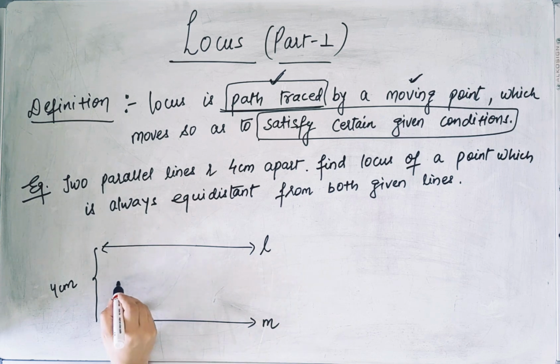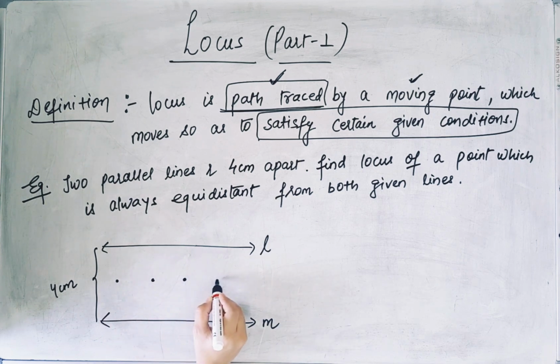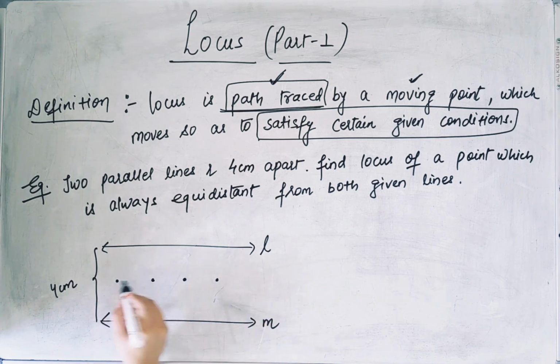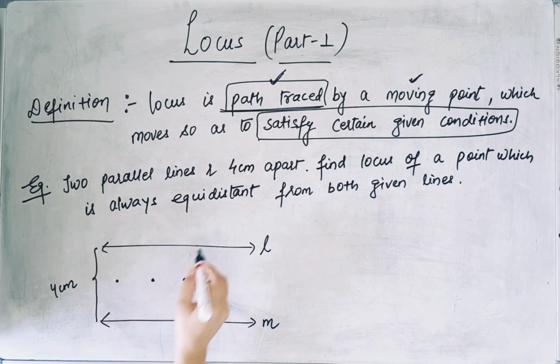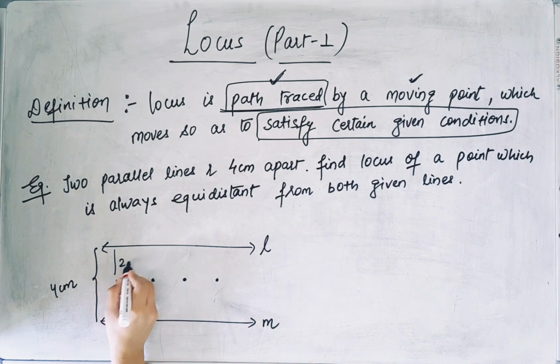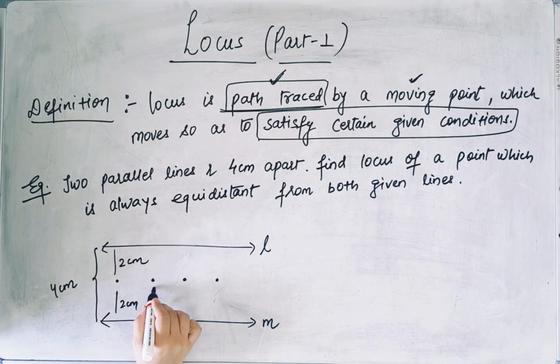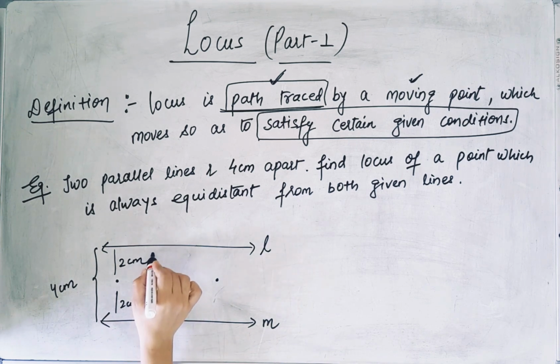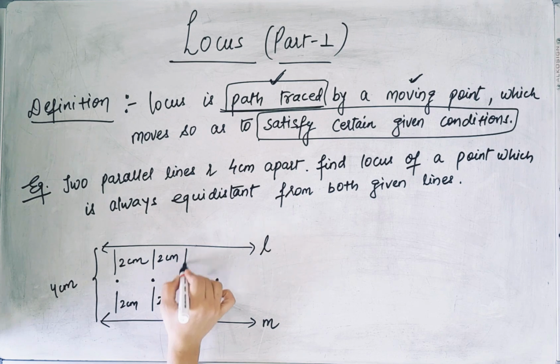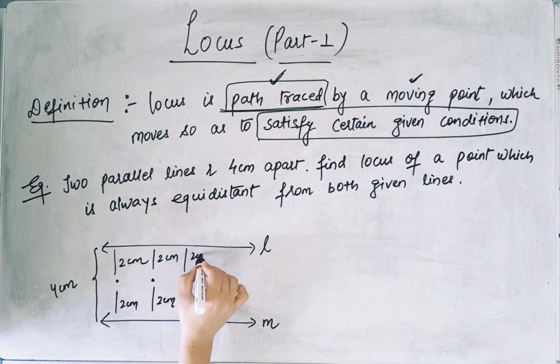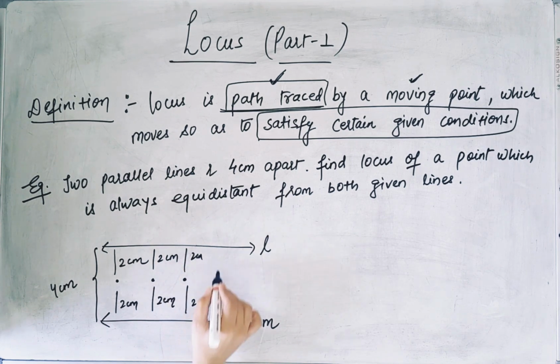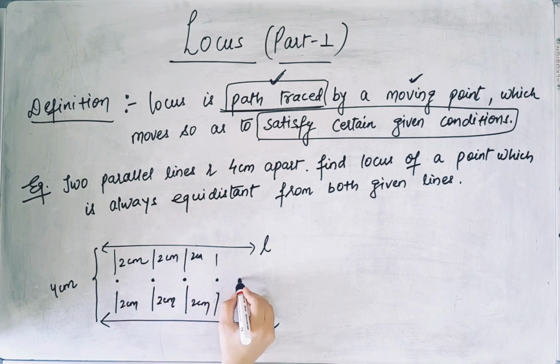So the point will lie midway between them, right? So the point can be this, the point can be this also, and the point can be this also, which is midway. That is in the center of these two lines. We can say 2 centimeter from here and 2 centimeter from line M. Similarly, this point is 2 centimeter from here, so 2 centimeter from line L. 2 centimeter from here, so 2 centimeter from here. So these are the moving points.